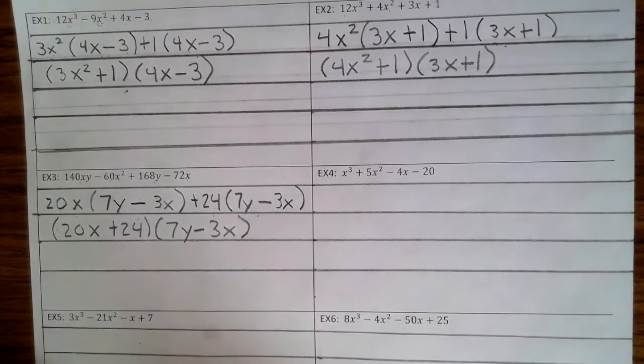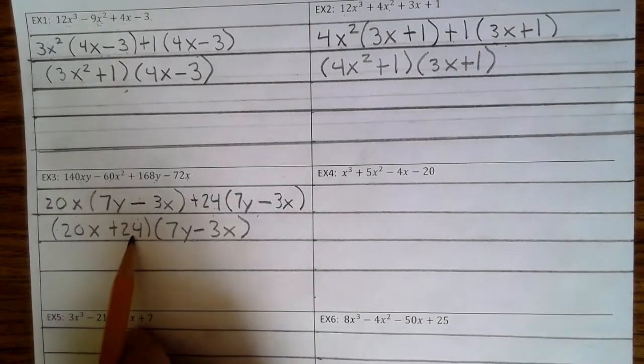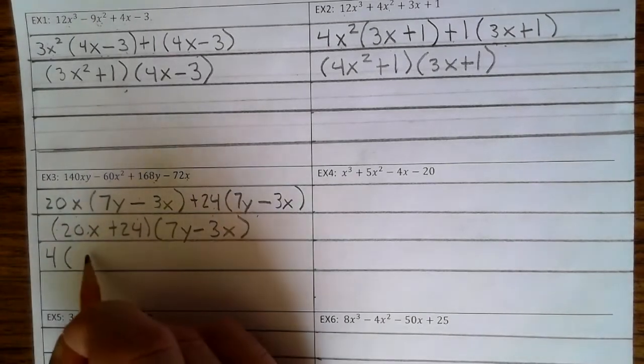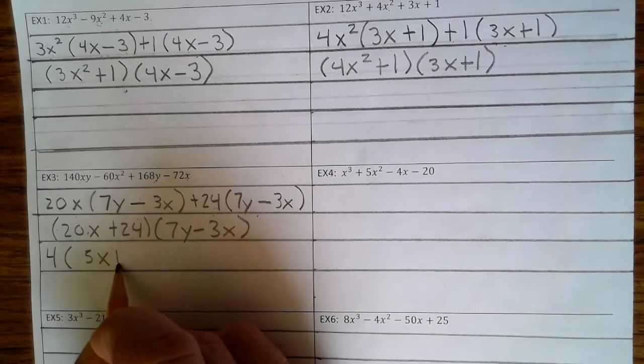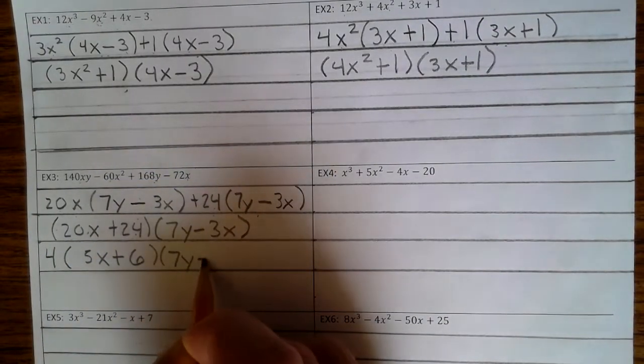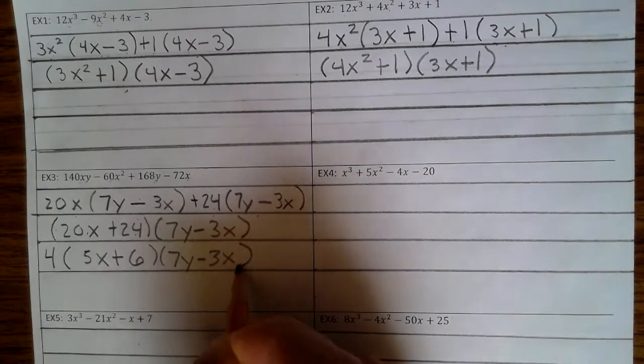Now in this case, we can factor, one more time, we can factor out a 4 from each of these terms. So 20x divided by 4 is 5x, plus 24 divided by 4 is 6. And this is now factored by grouping.